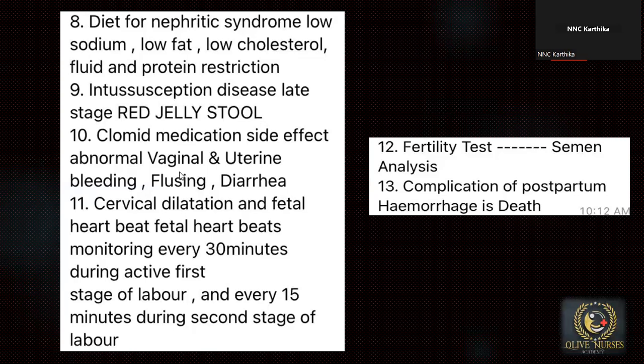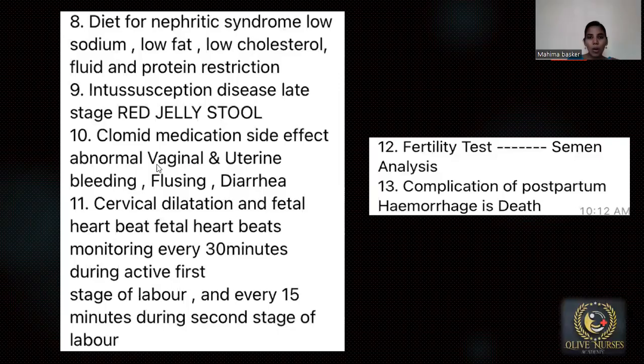Next one is clomid medication side effect. What is the clomid medication? That will be a contraceptive medication. The side effects are mainly abnormal vaginal and uterine bleeding, flushing, and diarrhea. So these are the symptoms. Just remember these are all from the rare questions. So clomid medication side effect: vaginal uterine bleeding, and there will be flushing or diarrhea. Got the point? So we'll move on.